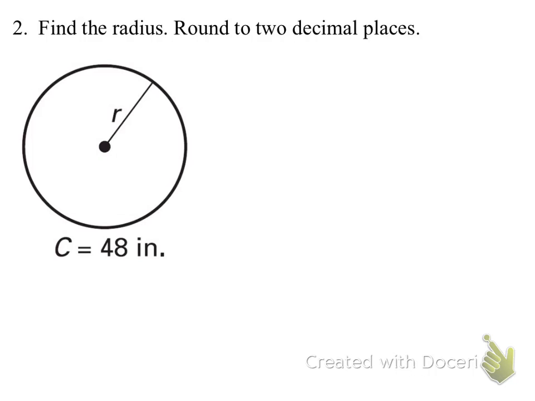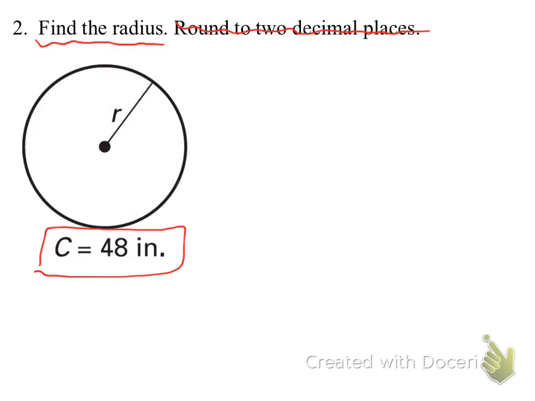This one says find the radius, so this is a little bit different. It says find the radius, and round to 2 decimal places. I'm going to scratch that out for a second. Find the radius. They give me the circumference.